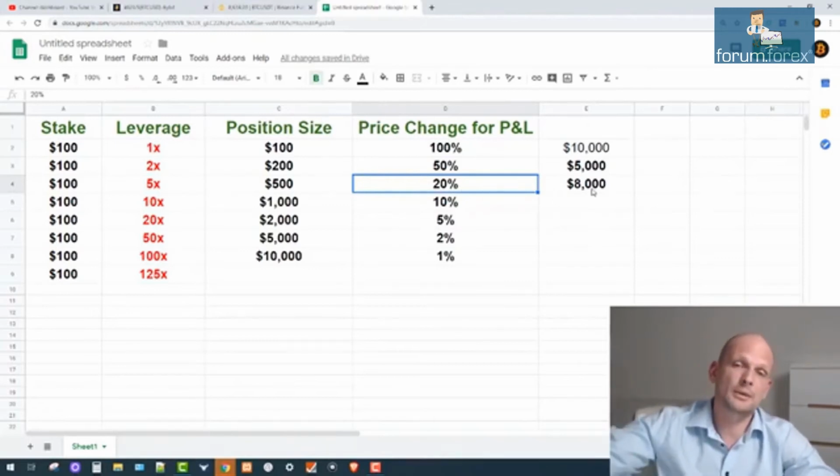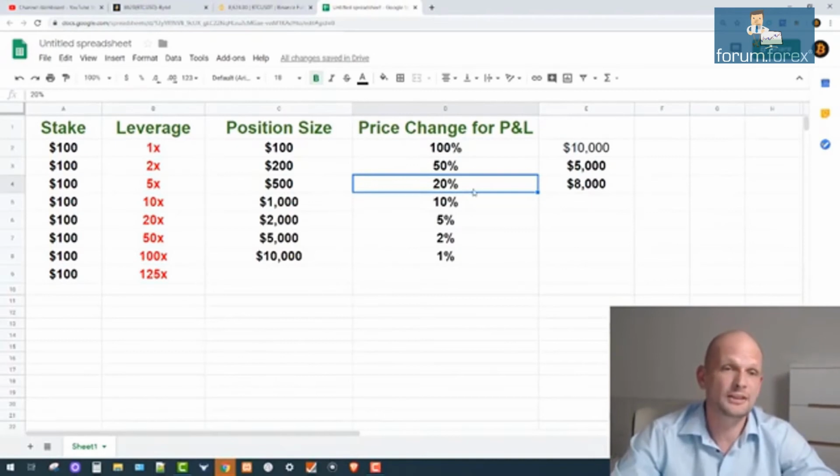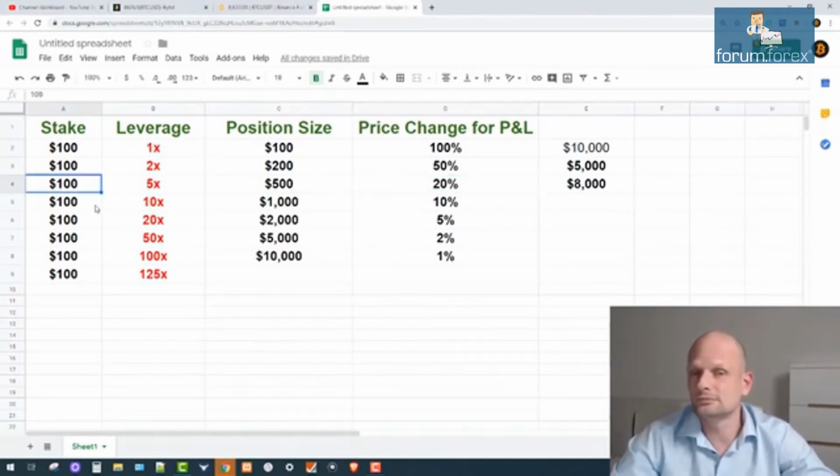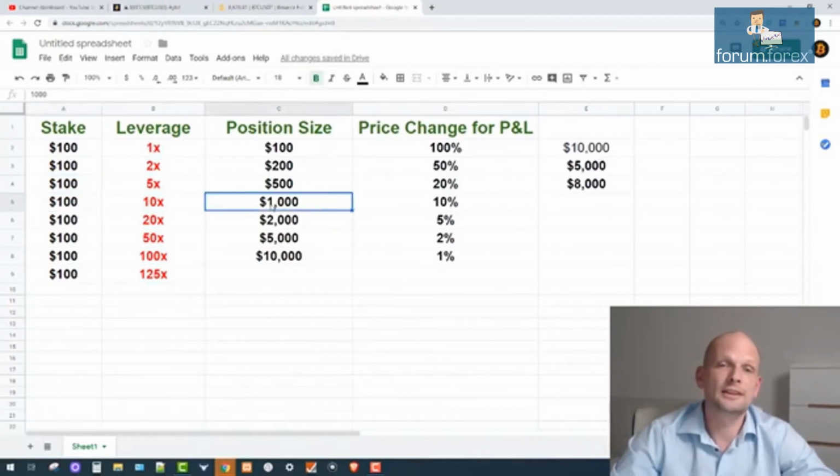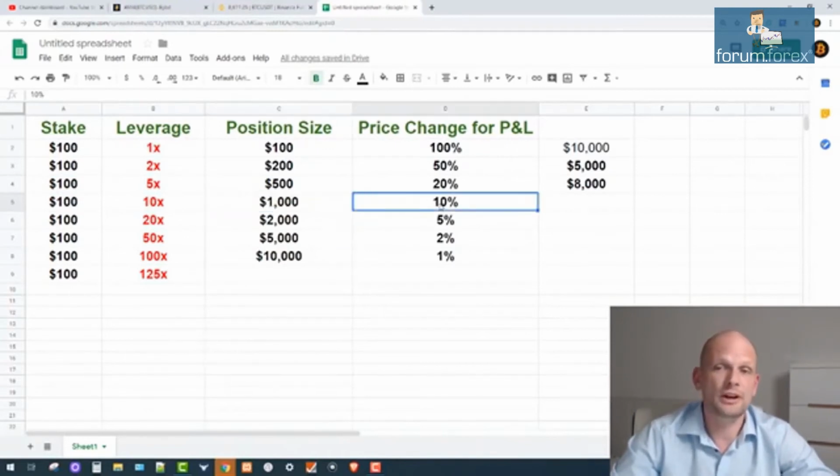If price goes up by 20%, you will earn back your investment into this position, guys. This is also very important to understand. And next, for $100 on 10x leverage, you would be trading at a position size of $1,000, and the position would have to go down only by 10%. So as we talked, if the beginning price of Bitcoin is $10,000, then it would have to drop only to $9,000 to liquidate your whole position.